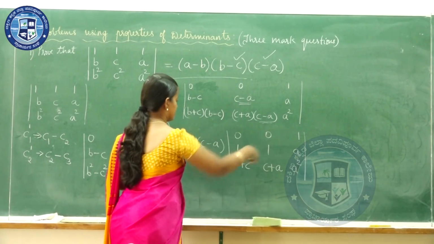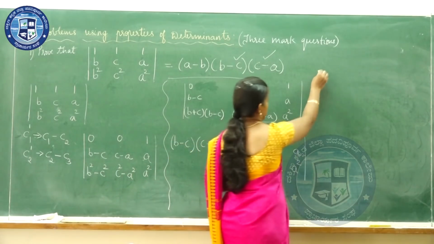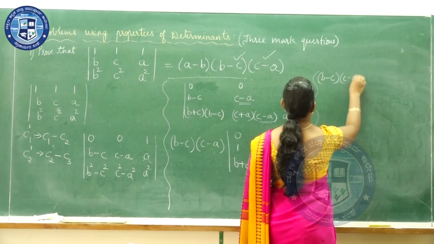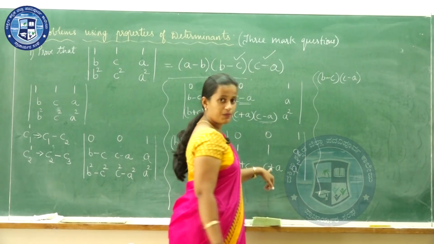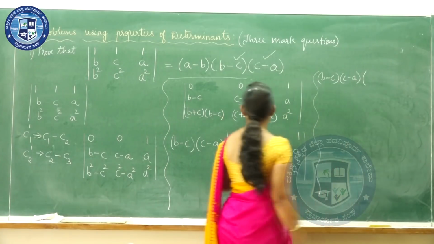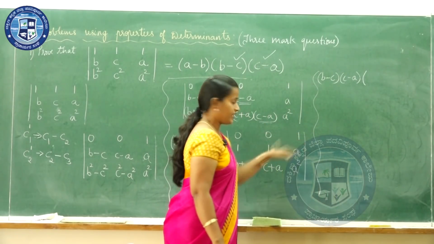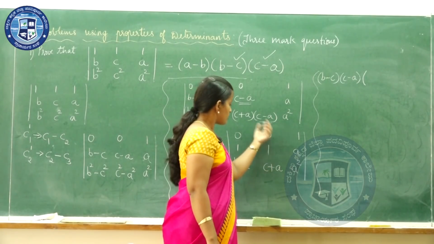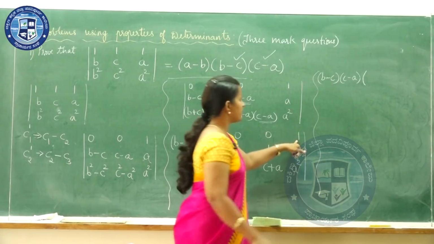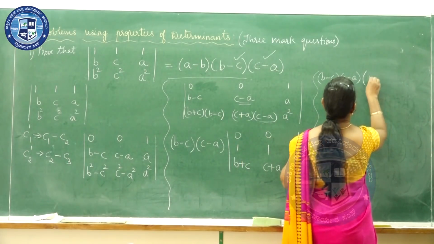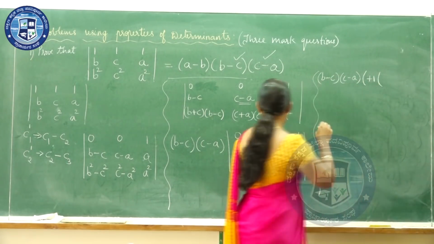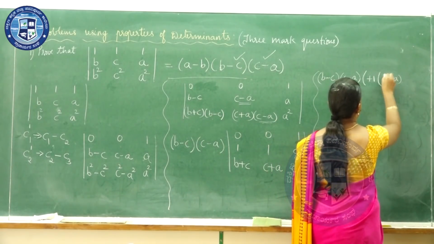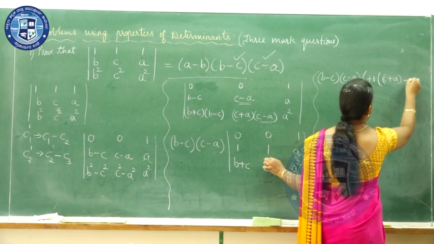Now, let us evaluate this. So we have B minus C, C minus A already existing outside. So now expand this determinant. First, 0 into anything is 0. Again here, minus 0 into anything is 0. So what remains is only with this plus. So plus 1 into, delete this, 1 into C plus A is C plus A, minus B plus C.